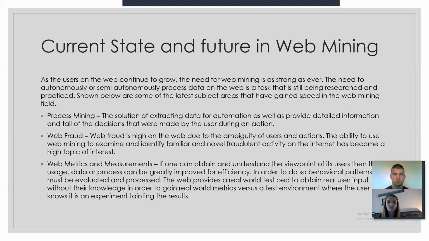Web fraud is high on the web due to the ambiguity of users and actions. The ability to use web mining to examine and identify familiar and novel fraudulent activity on the internet has become a high topic of interest. Web metrics and measurements can obtain and understand the viewpoint of its users, and the usage data or process can be greatly improved for efficiency. In order to do so, behavioral patterns must be evaluated and processed. The web provides a real-world test bed to obtain real user input without their knowledge in order to gain real-world metrics versus a test environment where the user knows it is an experiment painting the results.